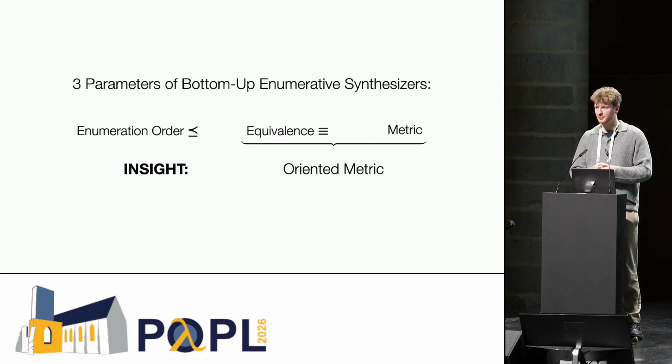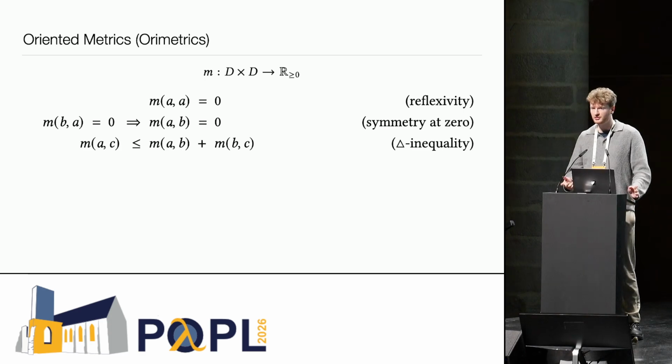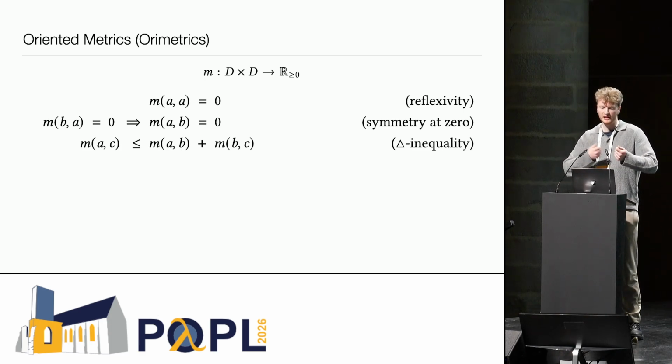So instead of three parameters, the enumeration order, equivalence, and metric, we only have two parameters, the enumeration order and the oriented metric. So now, what is an oriented metric? An oriented metric is a function that assigns a distance between two objects. And it has three properties. The first one is reflexivity. So from object A to object A, we should have the distance 0.